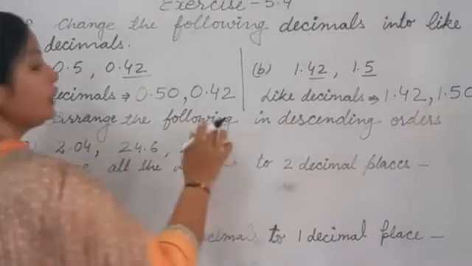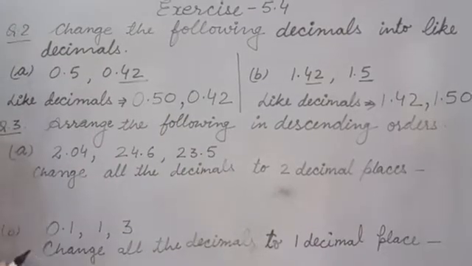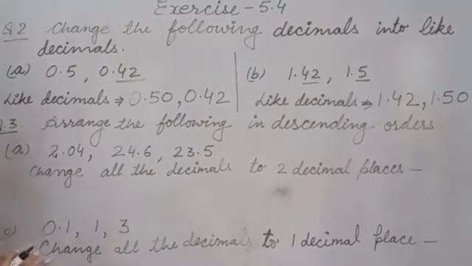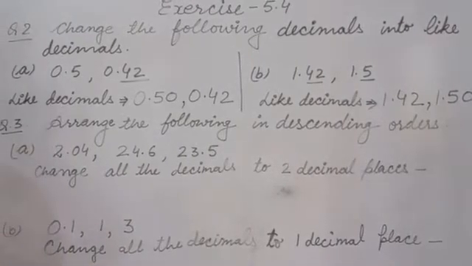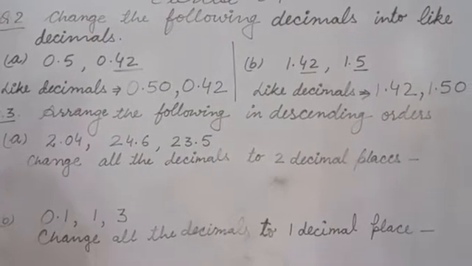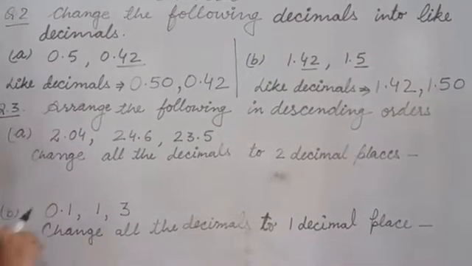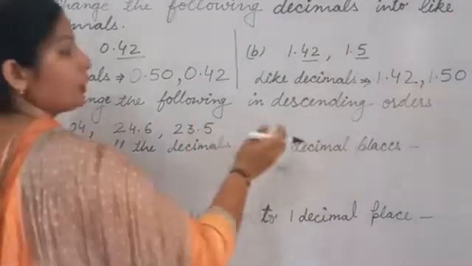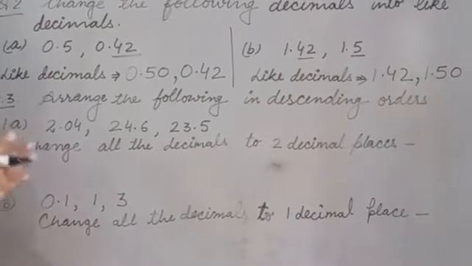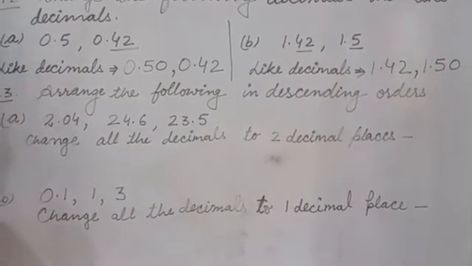Arrange the following in descending order. Whenever you compare, whenever you arrange in ascending or descending order, first of all you should make them into like decimals. जो भी आपके numbers हैं उनको आप like decimals में convert करेंगे. Then you can compare easily. Okay. So here you have to arrange in descending order. चाहे ascending में हो, descending में हो, वैसे compare करना है आपको which is big, which is small. So first of all we change them into like decimals.